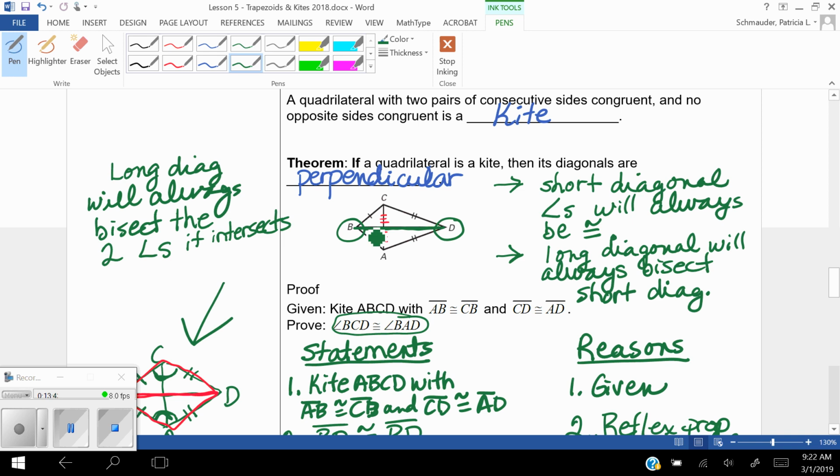But look what I got. This long diagonal is always going to bisect that angle and that angle. It's also going to bisect the short diagonal. So think of it that way. The long diagonal bisects two things. It bisects the short diagonal and it bisects the two angles of the kite that it comes in contact with. The two angles that are on both ends of the short diagonal will always be congruent. That's what we just proved in that little proof we did.